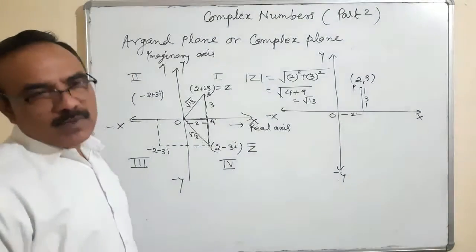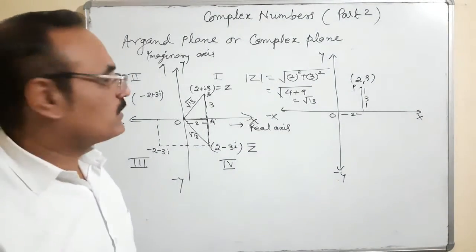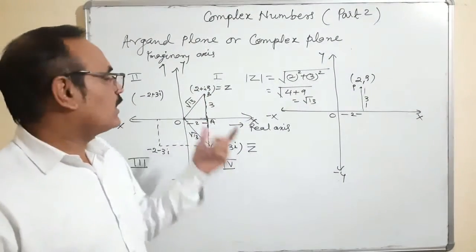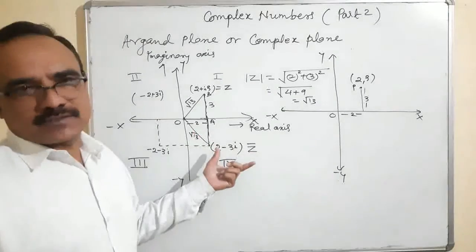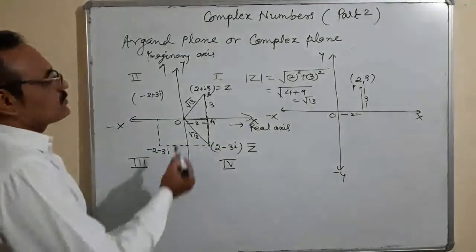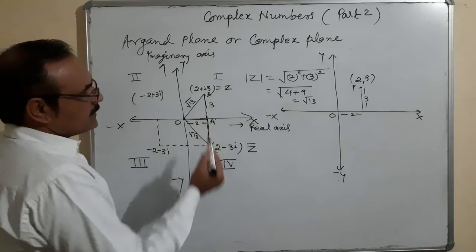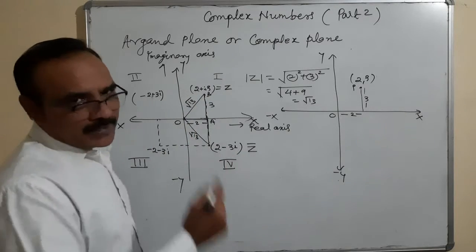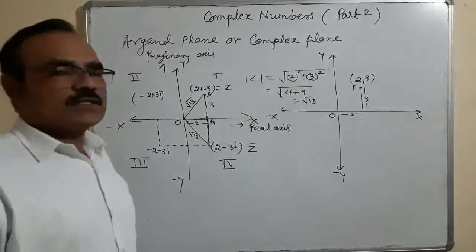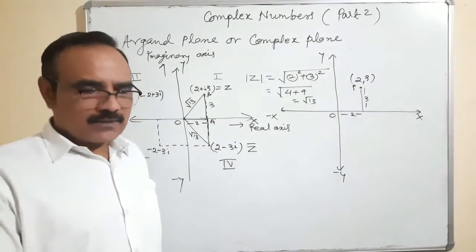So we'll use the term conjugate of a complex number. Conjugate means its image along the real axis. The image along the real axis is called the conjugate of it. So if z is equal to 2 plus i3, then the conjugate of z is equal to 2 minus i3. What is the conjugate?